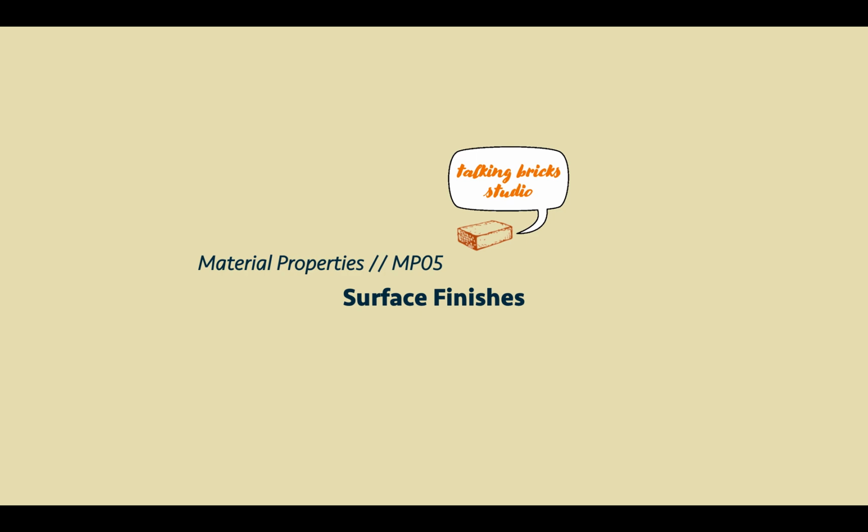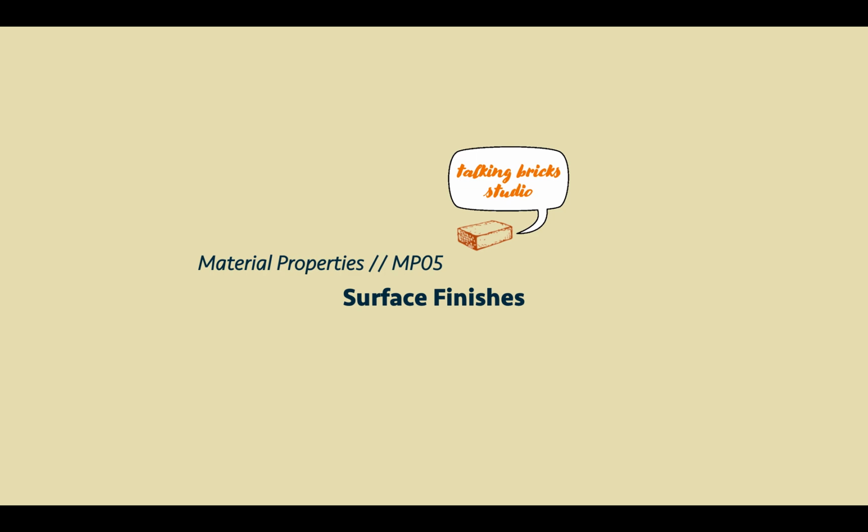Welcome to your Material Properties module on surface finishes. This module introduces you to various types of wall, ceiling, and floor finishes used in residential construction. It includes basic surface finishes for wall and ceiling, as well as durable and decorative finishes like tiles and paintwork. It further deals with timber finishes and skirting and architraves.